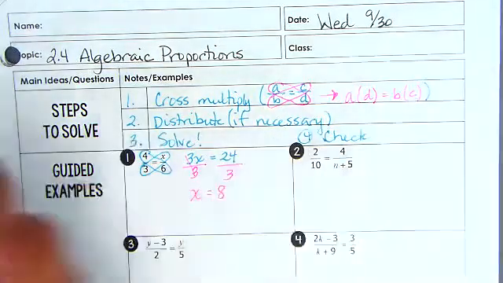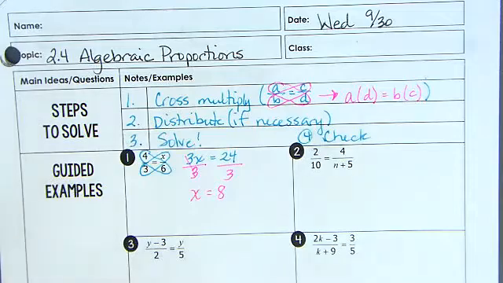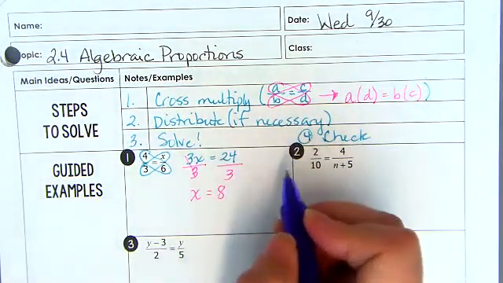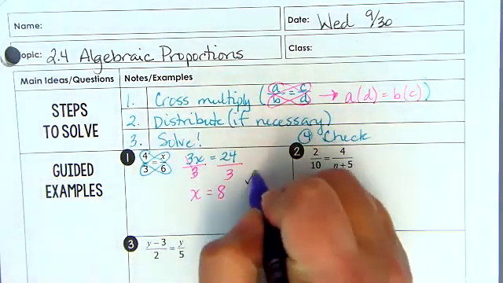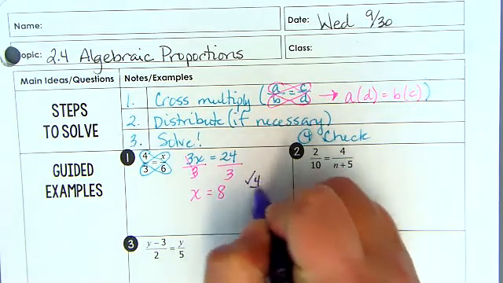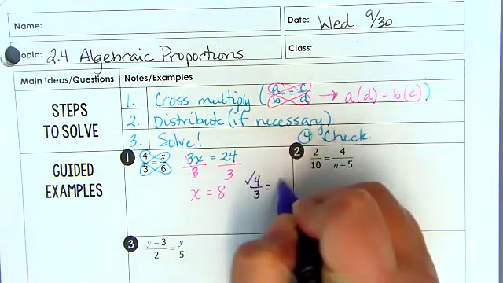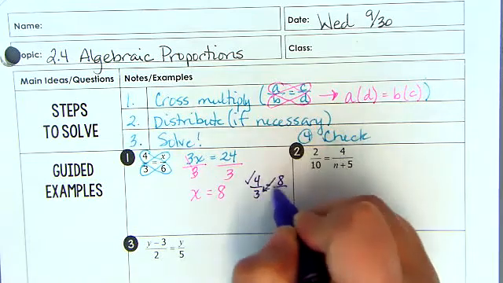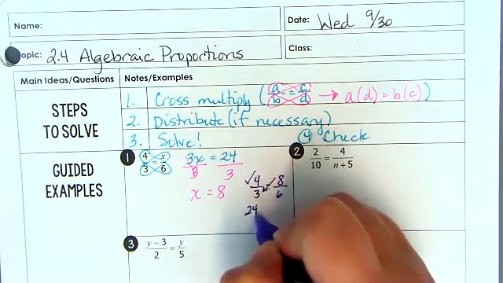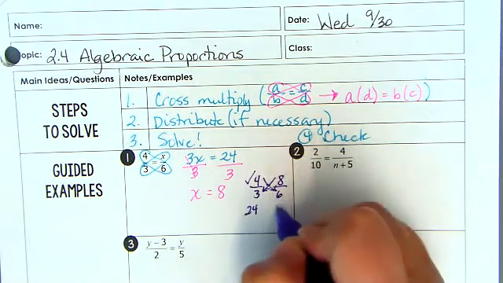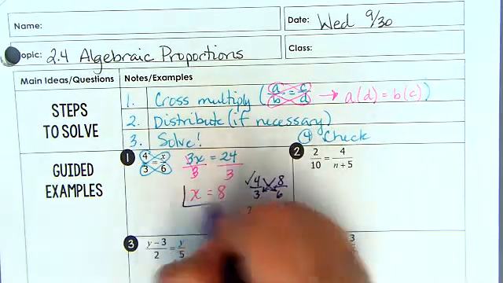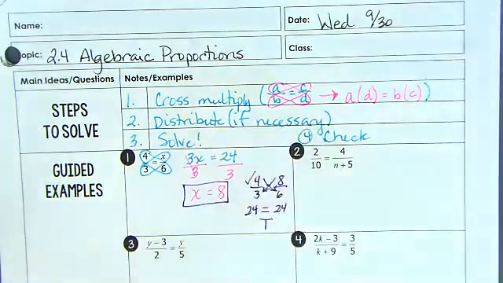And then to check, we can plug it back in. And that means I would have 4 over 3 equals 8 over 6. And we multiply diagonally. 8 times 3 is 24. 4 times 6 is 24. These are equal, so this is a true statement. So this is my correct answer.